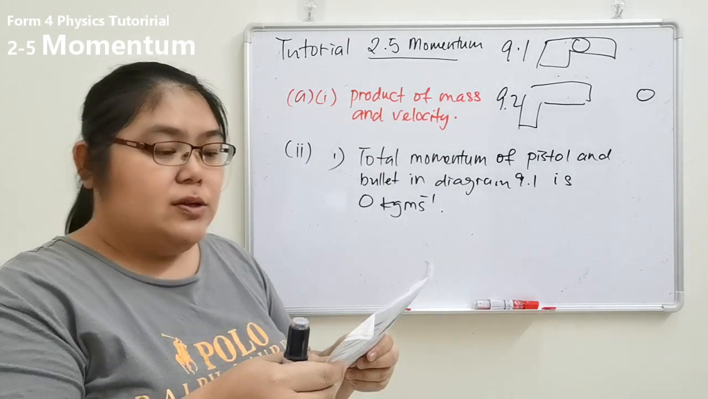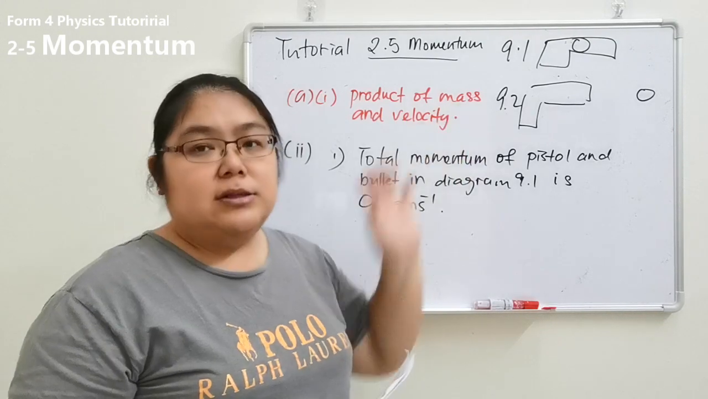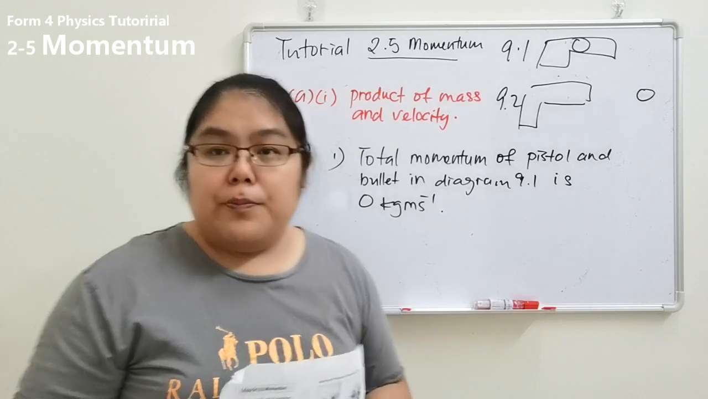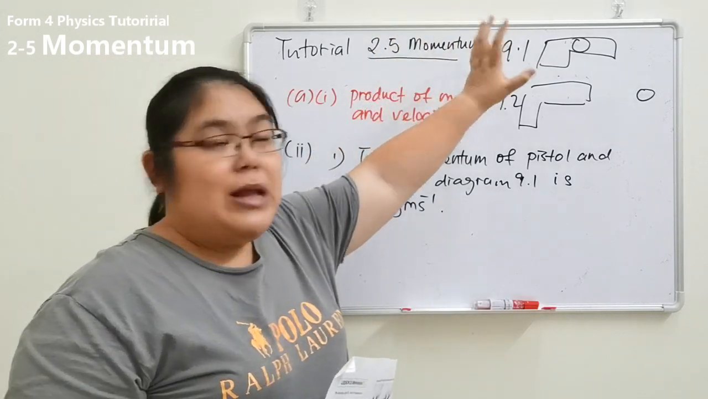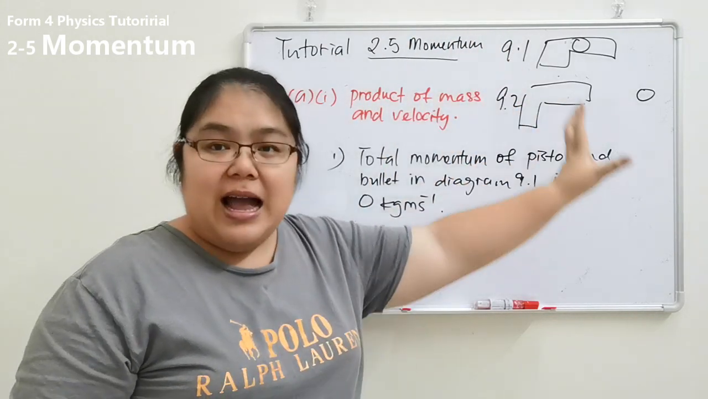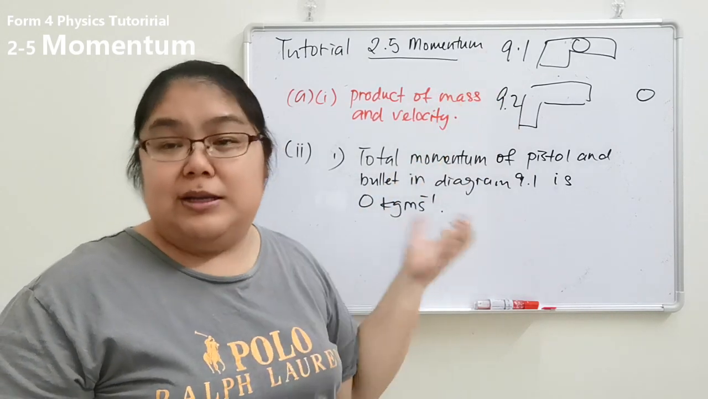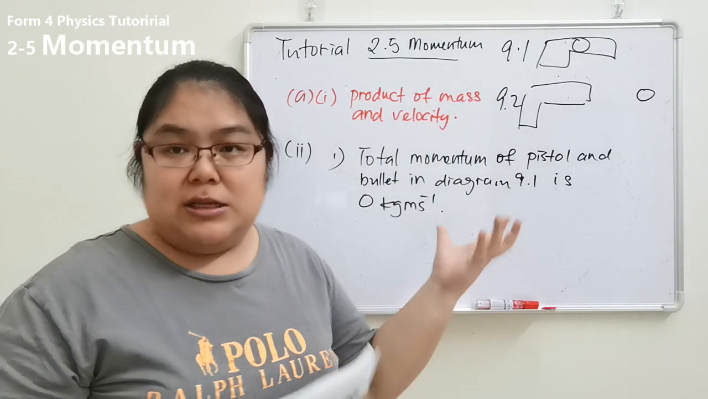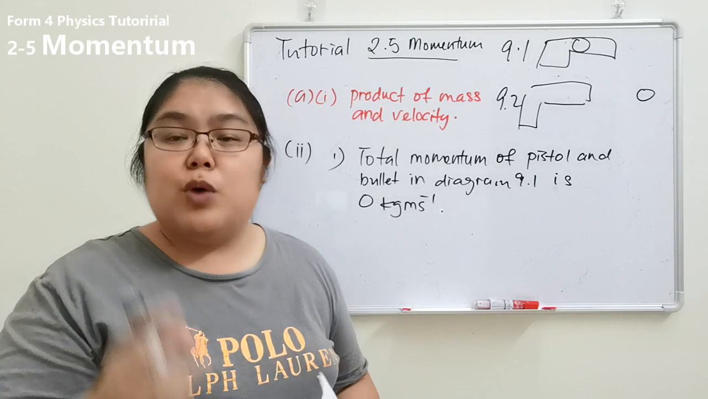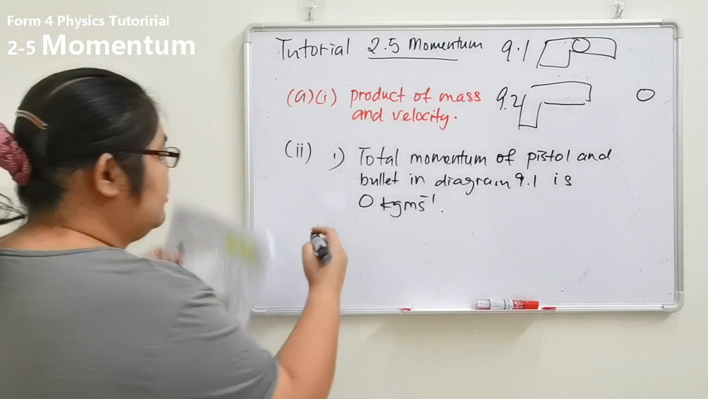Now the question asks you to compare. To compare, you cannot say 9.1 is 0, 9.2 is also 0. That is not comparing, that is stating. So we compare: the 9.1 momentum must equal the 9.2 momentum. Or you say both answers must be the same. This we call comparison. Don't mention what each is, that is just stating. Remember? So we go to answer number 2.